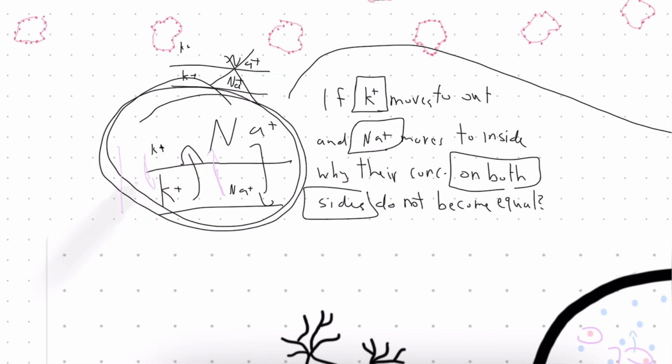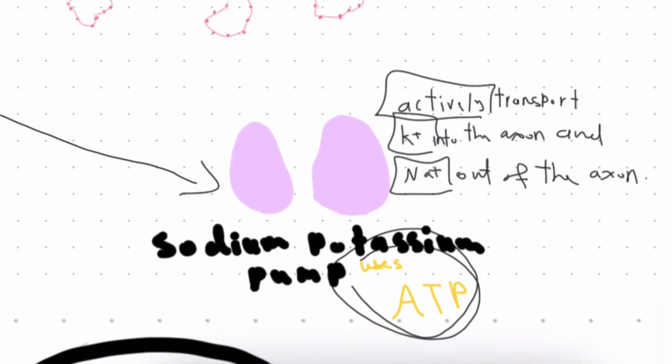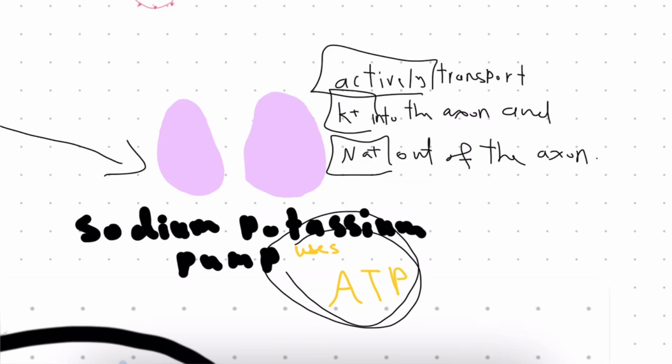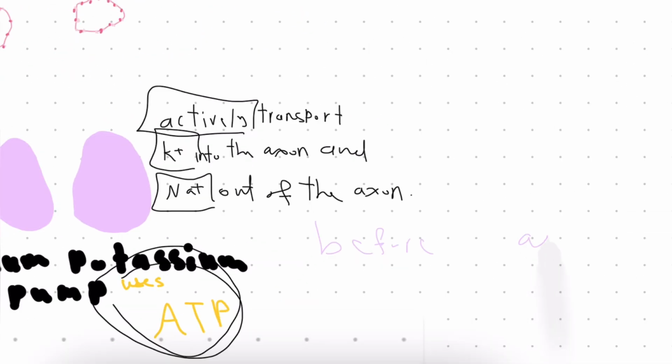So there is a larger concentration of potassium inside and a smaller concentration outside, and a larger concentration of sodium outside and a smaller concentration inside. That is the goal of the sodium-potassium pump. The pump moves potassium into the cell and sodium out of the cell, against their concentration gradients. This is before and this is after.